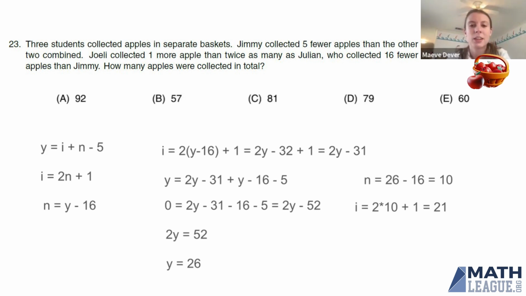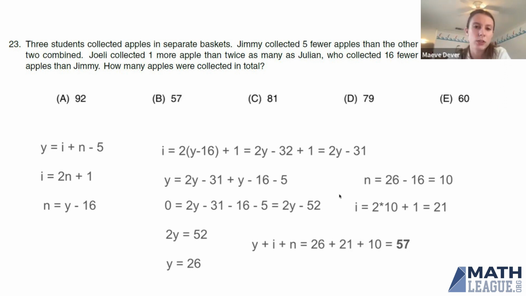Right, let's look back at this question and find out what it's actually asking, which is always good to know. How many apples were collected in total? That is y plus I plus n, the apples collected by Jimmy, Jolie, and Julian. And we know all of those variables now. So that's 26 plus 21 plus 10. Add them all up, we get 57. That's the answer that we're looking for, and fortunately, it's one of the answer choices. So there we go. And the answer is B.